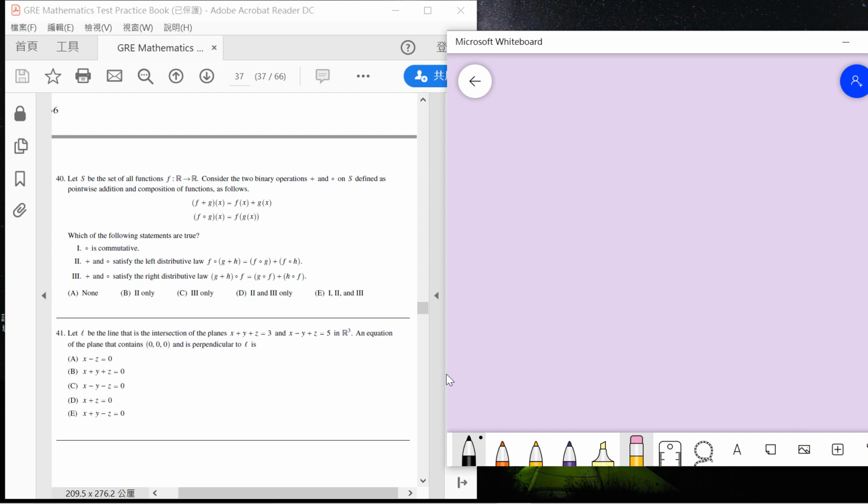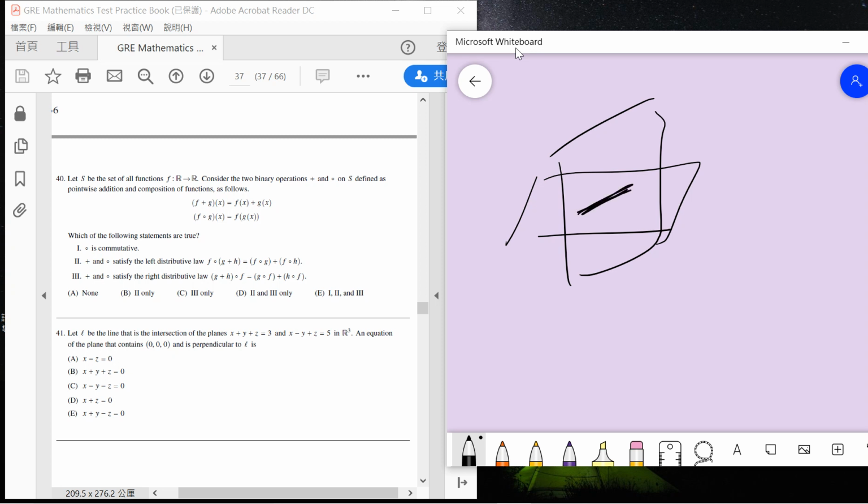41. Let L be a line, the intersection of two planes, and the equation contains 0, 0, 0. He asks about the equation of the plane if it contains 0, 0, 0 and is perpendicular to L. So basically, you have two planes, and their intersection is a line, and your plane is perpendicular to this line. So basically, you know that the normal vector of the plane is just the direction of line L.